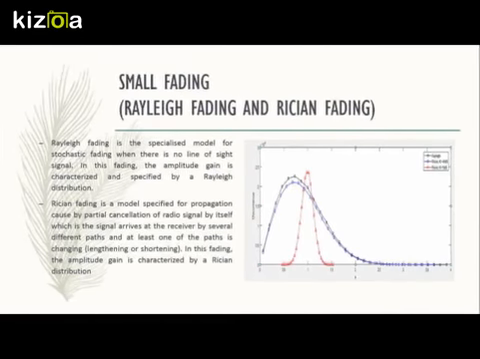Rician fading is a model specified for propagation caused by partial cancellation of a radio signal by itself, which is when the signal arrives at the receiver by several different paths and at least one of the paths is changing, either lengthening or shortening. In this fading, the amplitude gain is characterized by a Rician distribution.